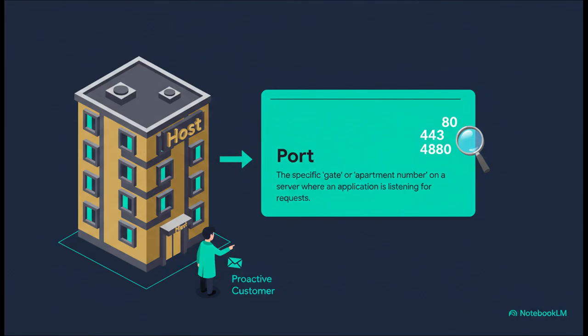You see, a single server can be running dozens of different applications at the same time. The port is what guides the request to the correct gate for the right application. Without it, your message gets to the right building, but it has no idea which door to knock on. It is the final, crucial piece of the address.